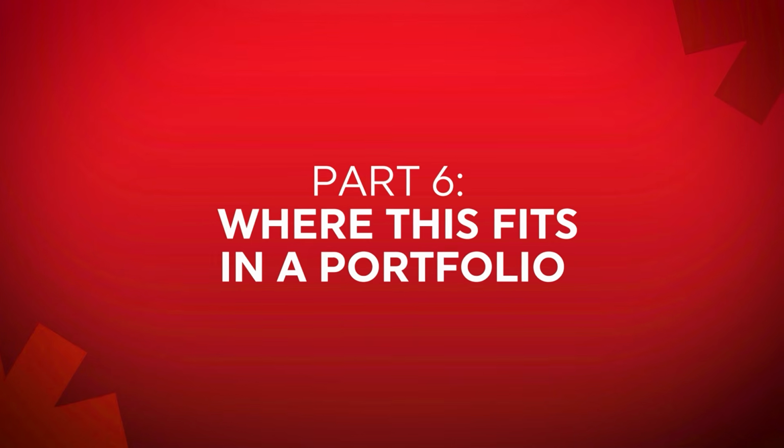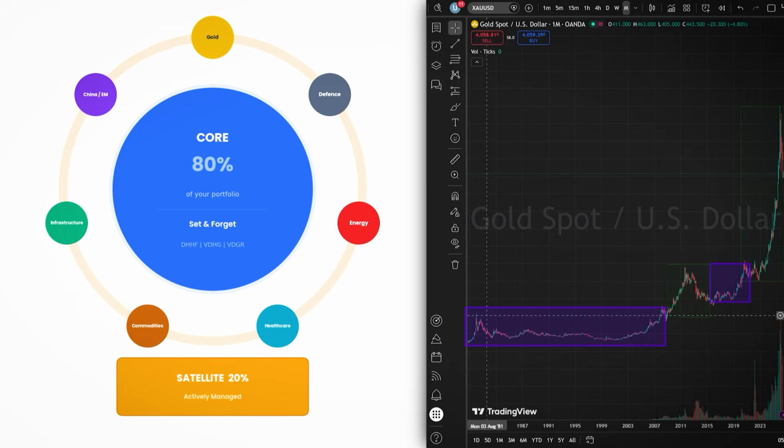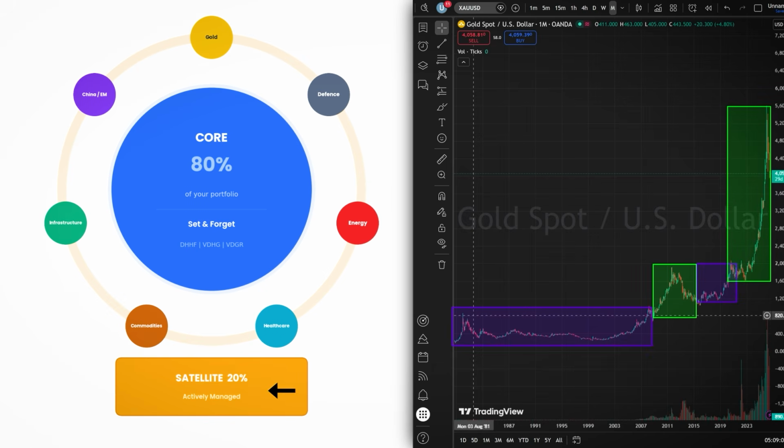Part 6, where this fits in a portfolio. This is not a full retirement portfolio strategy. A long-term portfolio still needs proper structure, a diversified core built around broad market ETFs, sensible asset allocation, a cash buffer, and risk control. The base and trend method is best used for timing entries into the satellite portion of your portfolio. Thematic ETFs, regional ETFs, commodity ETFs, sector ETFs, or higher conviction opportunities moving from base to trend.